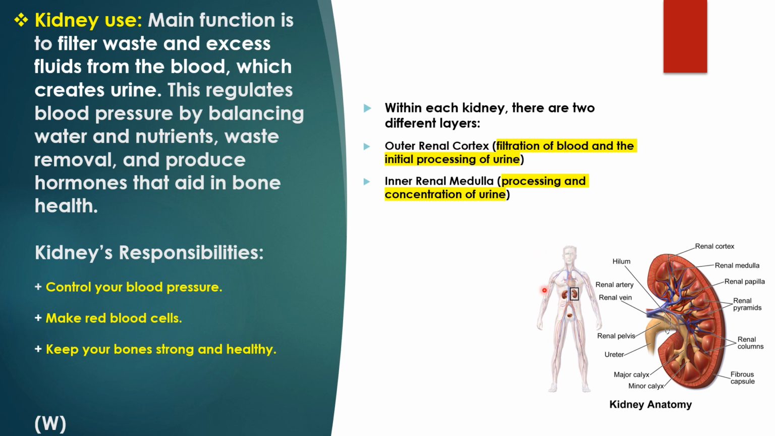To your right is the kidney anatomy, which represents the two different layers. One, the outer renal cortex, which filtrates blood and processes urine, and the second is the inner renal medulla, which is the processing and concentration of urine.